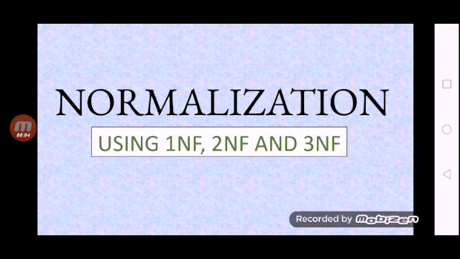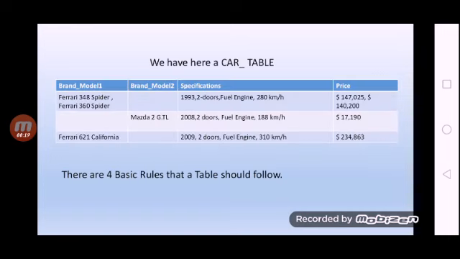Normalization using 1NF, 2NF, and 3NF. Normalization is a technique of organizing the data into multiple related tables to minimize data redundancy. We have here a card table. As you can see, it is unnormalized.